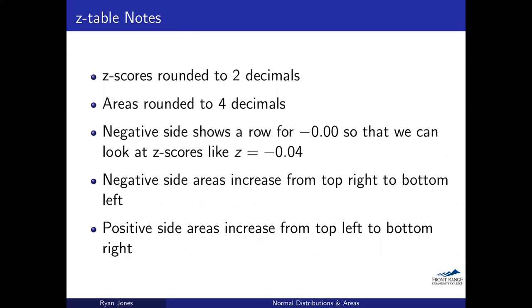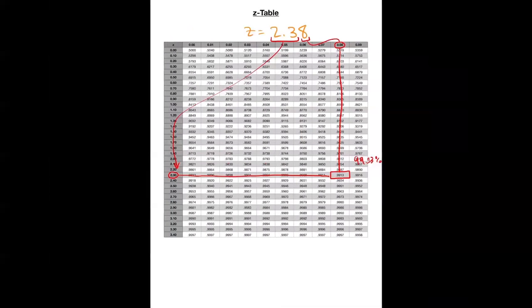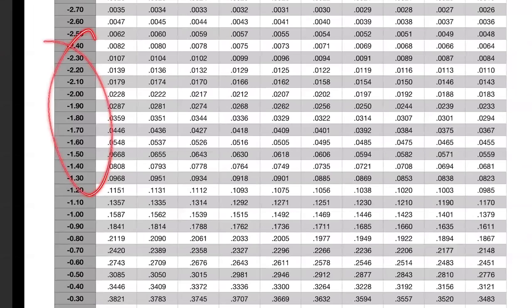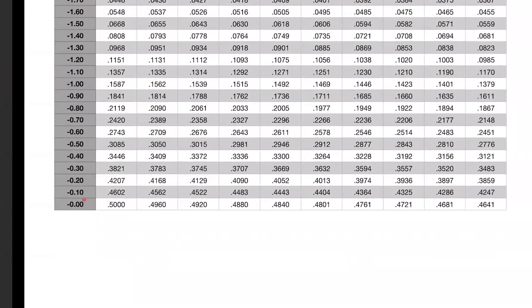If you see something that's rounded to 2 decimal places as opposed to 4, it's likely a z-score, and vice versa. Now, if we look at the negative side of our z-table, there's a row for negative 0.00. And that looks weird. That almost looks like negative 0, which obviously we know there's no such thing as negative 0. But let's go ahead and look at this. If we're looking at this negative side of the z-table, you'll notice all of these negative values. Down way at the bottom here, we've got negative 0.00. And the reason for that is because we want to make sure that we're able to talk about z-scores such as negative 0.04, let's say. This is still a negative value, so we have to look at the negative side of the z-table.